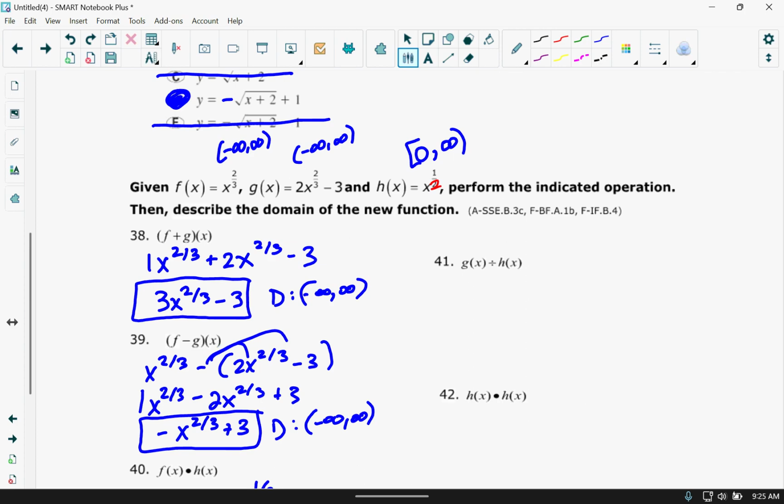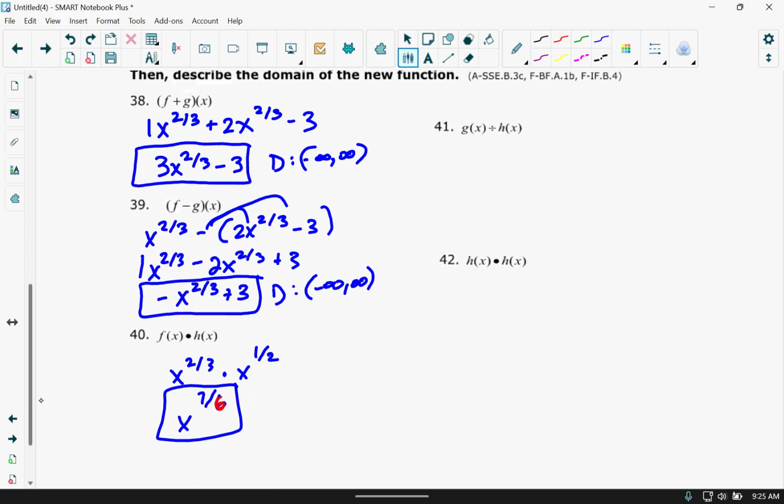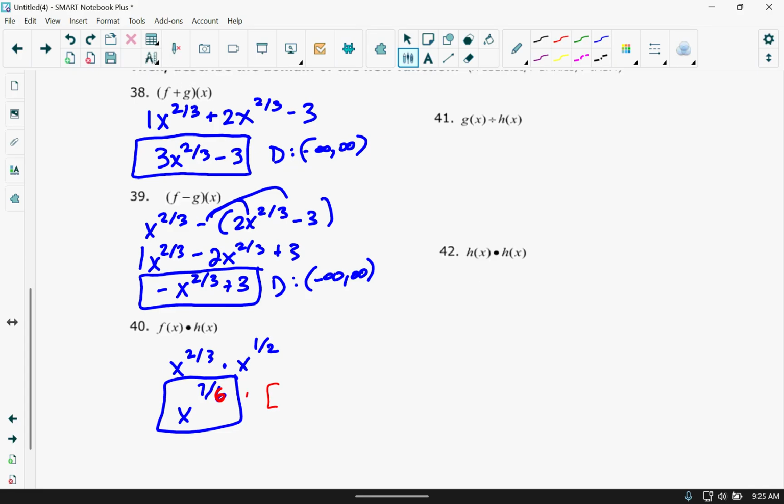So if I have x to the 1/2, that domain is going to be the same as x to the 1/4, x to the 1/6, 1/8, 1/10. As long as this bottom is even, they all have the same domain. So that means that this problem is going to have a domain from 0 to infinity.